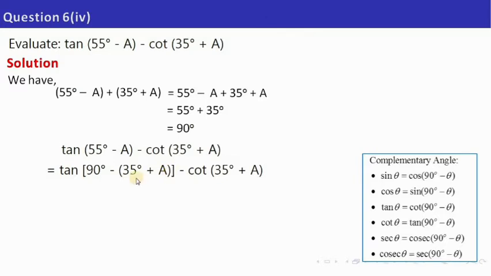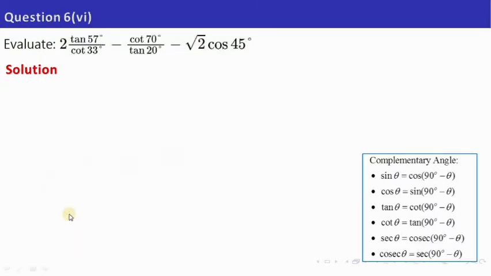Now this is my theta for me. All right, so this becomes tan 90 minus theta. And what is tan 90 minus theta? Tan 90 minus theta is cot theta, right? So this full thing becomes cot theta. And what is theta here? Theta is 35 degree plus a. So this full thing becomes cot 35 degree plus a, and we have got minus cot 35 degree plus a, right? So both of them are the same, so this minus this, both of them get cancelled and become 0, right? So my answer for this particular question is 0.